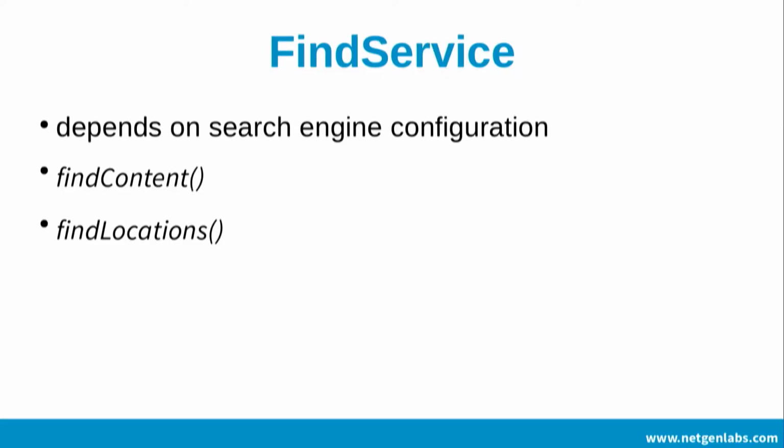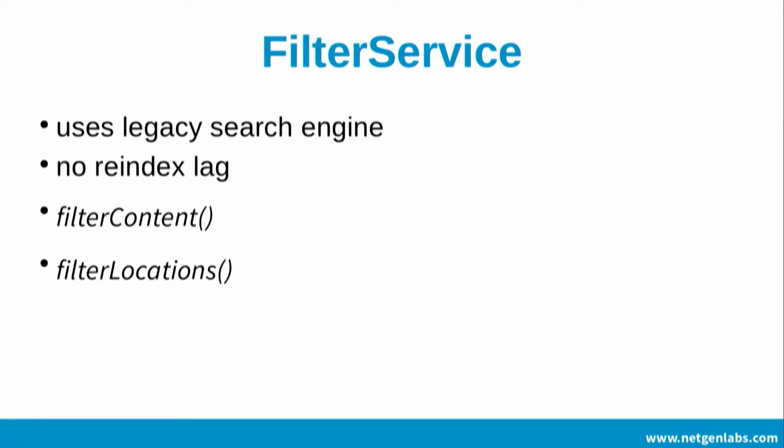We have find service. Basically, find service has two new methods, find content and find locations, pretty straightforward. And I have to mention that the find service is dependent on search service parameters. So for example, if you have a project and you set that you want to use Solr search engine, this find service will be using Solr. And if you said, okay, I want to use legacy search engine, then this find service will be using the legacy. So it is dependent on the configuration. On the other hand, the filter service always uses the legacy search engine. So your queries are always going to the database.